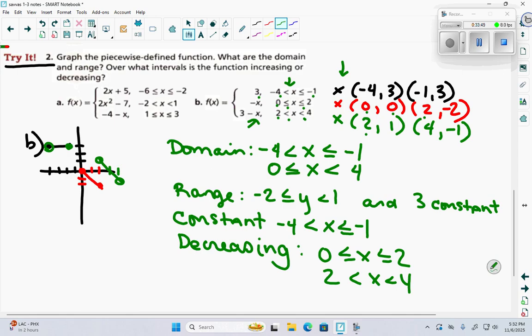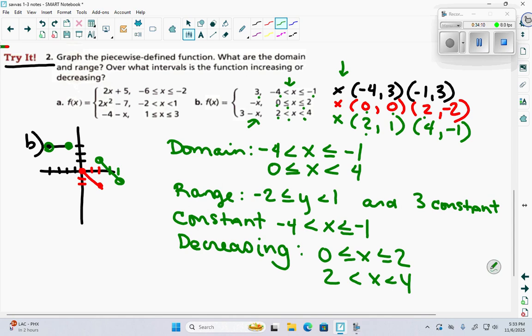Now for domain. Domain is how far left, how far right. The reason why we had to write 2 of these is because of this break that's in between. This guy right here was at a -2. There was nothing at 1. So that means you have to have a break in between.